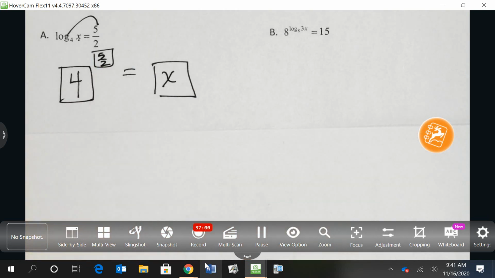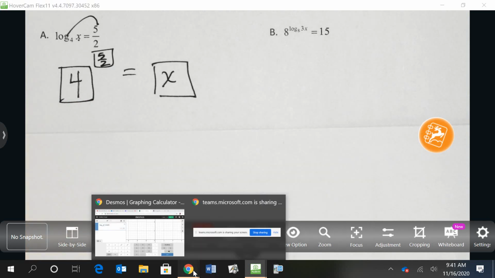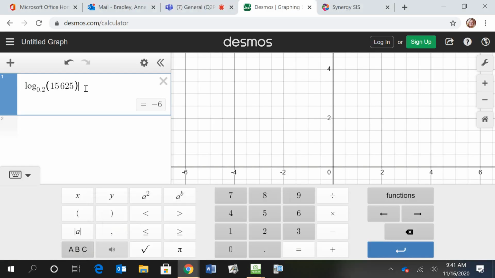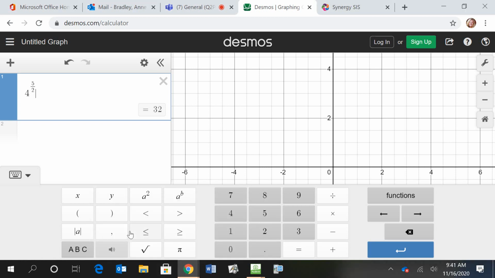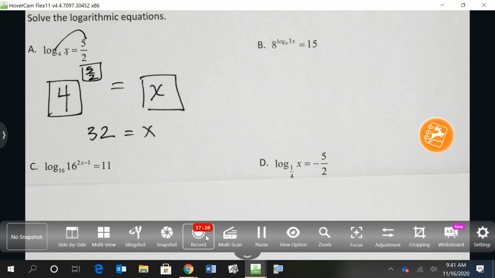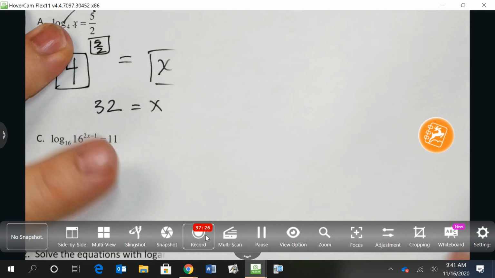Our whole goal is to solve for x. Now, could I try to do this in my mind? Absolutely. Or we could jump right over to Desmos. 4 raised to the 5 halves. The answer is 32. And I get to write x equals 32. Your next part may be, is that all I have to do, miss? Yeah, that's all you have to do for that particular problem.